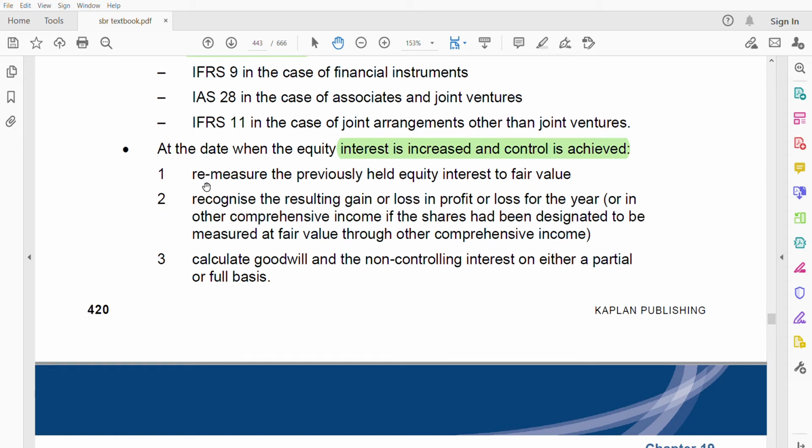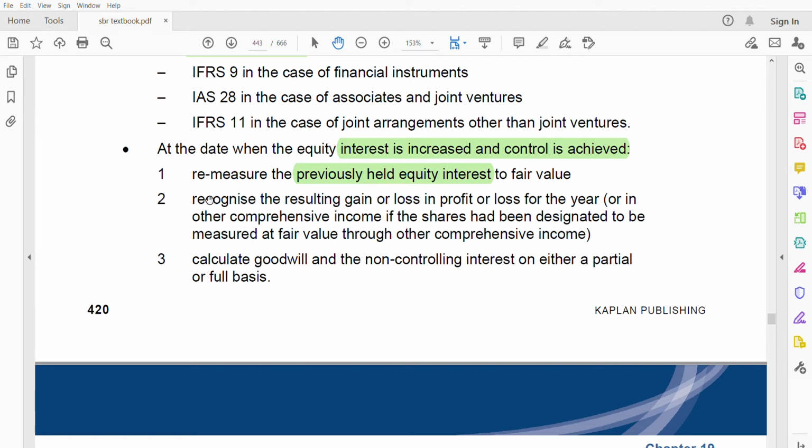You have to remeasure the previously held equity interest. That previously held equity interest could be any of these three. If it's a financial instrument, you use IFRS 9. If it's an associate, you use IAS 28. If it's a joint venture under IFRS 11, you again use the equity method under IAS 28. But it has to be remeasured to fair value at the date when you are going for the second acquisition.